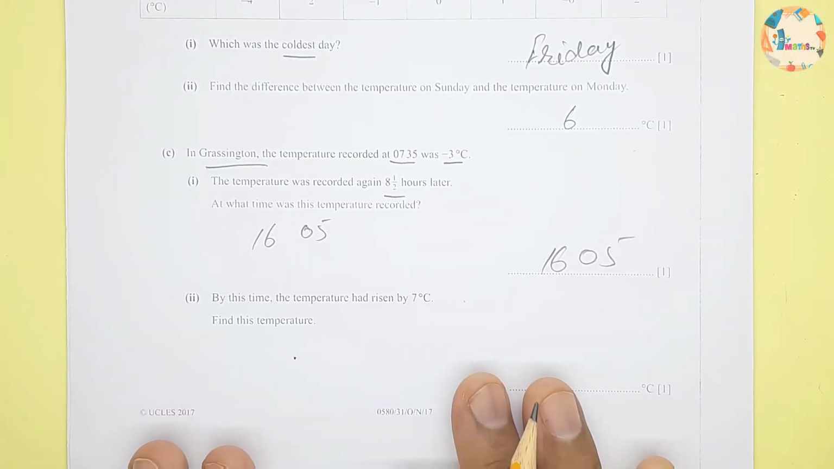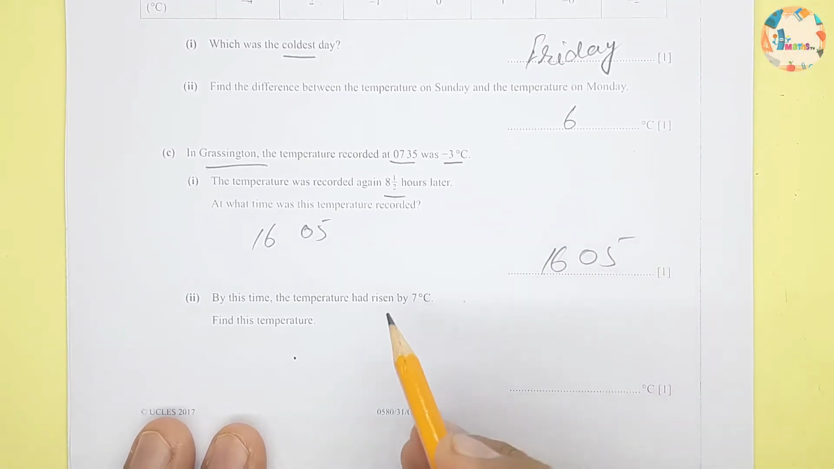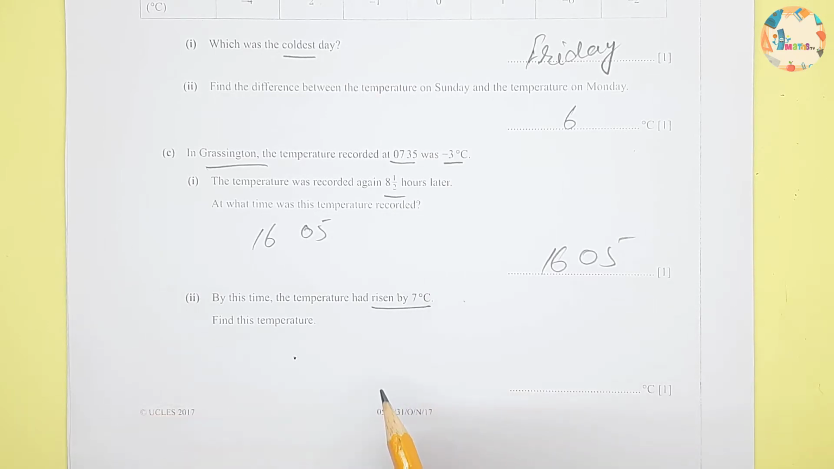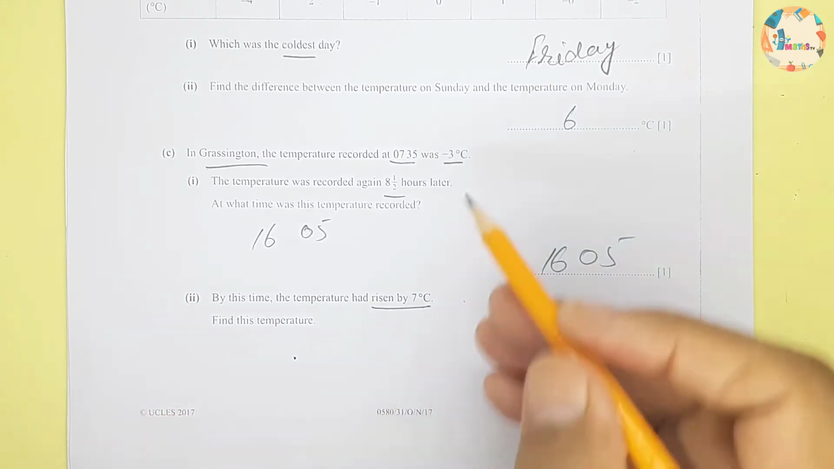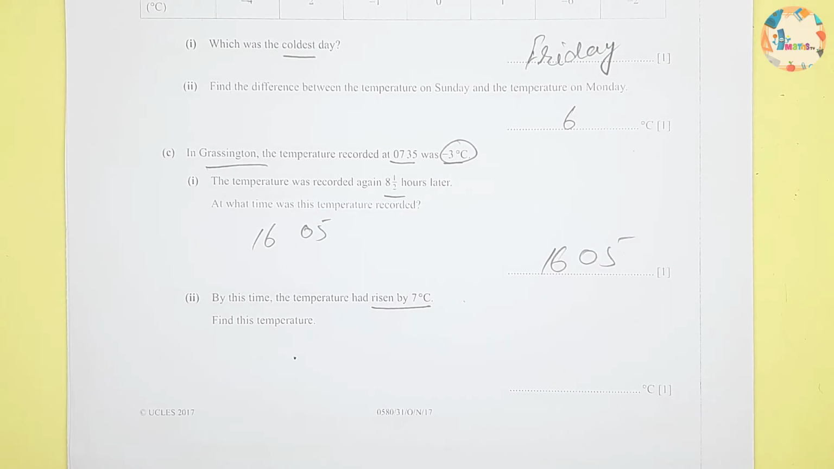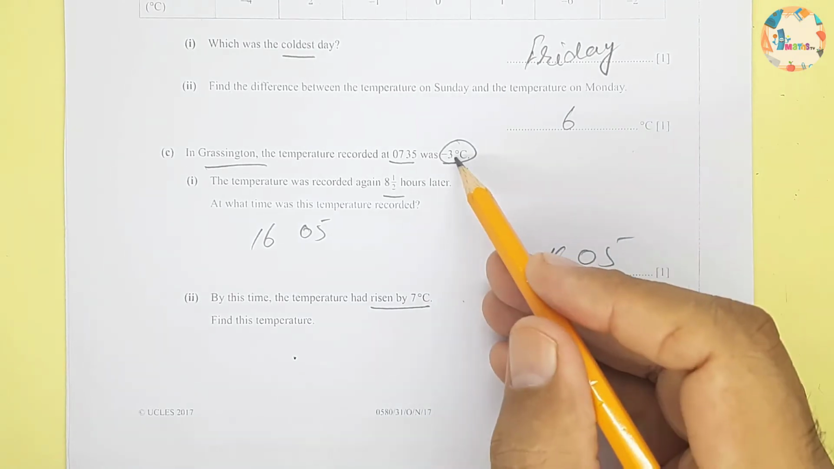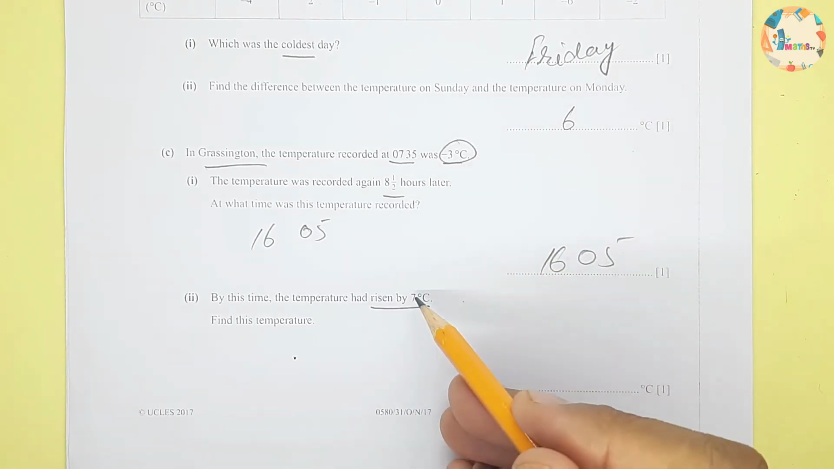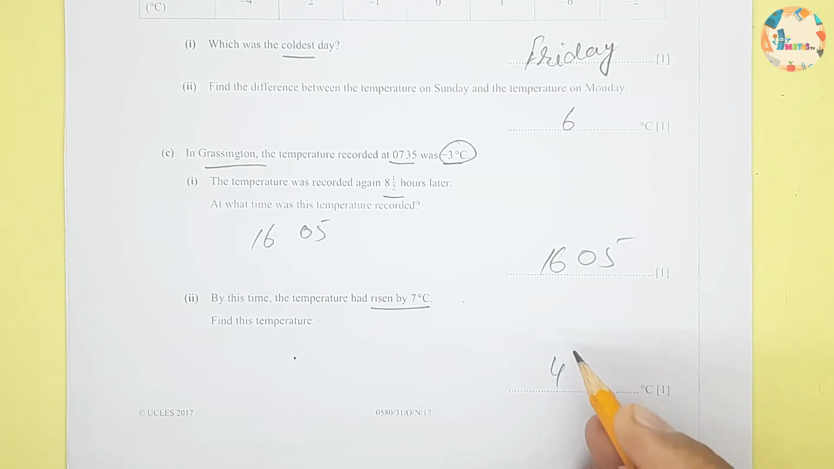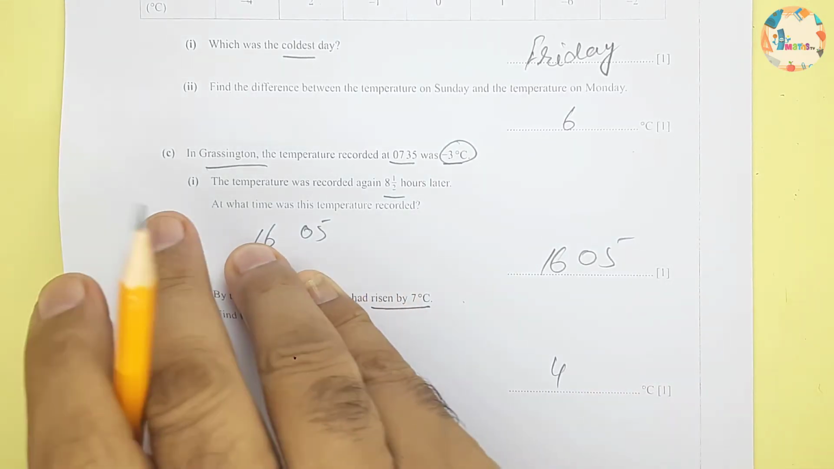By this time the temperature had risen 7 degrees. Find this temperature. So from minus 3 it is increased. From minus 3 to 0, 3 are gone, so further 4. So 4 degrees Celsius will be the temperature.